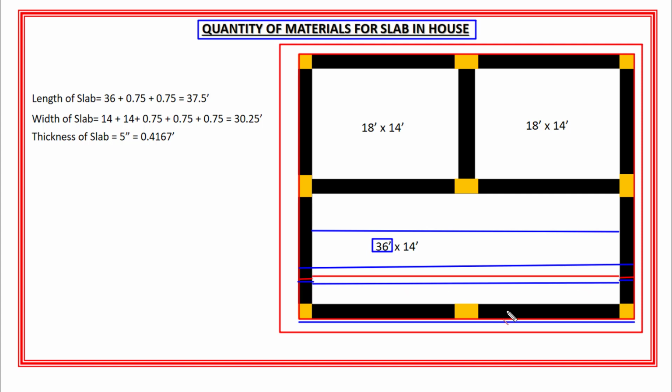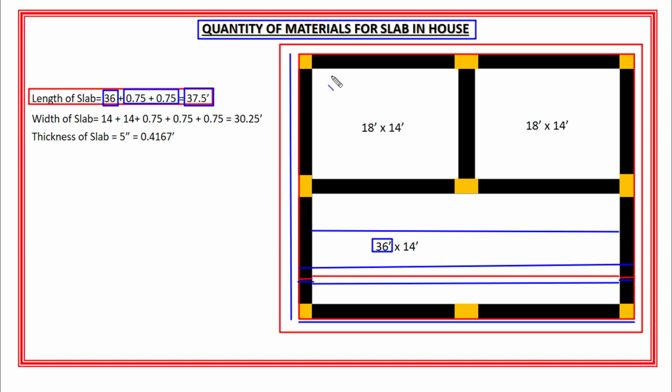So the length of slab is equal to length of living room, which is 36 feet, plus thickness of these two walls, which is 0.75 feet each. And the total length of the slab will become 37.5 feet. So the total length of the slab is equal to 37.5 feet. Next is the width of the slab. For the width of the slab, I will follow the same process as I did for the length of the slab.